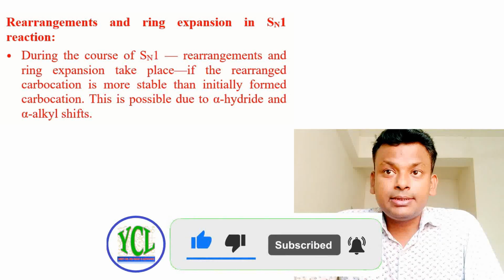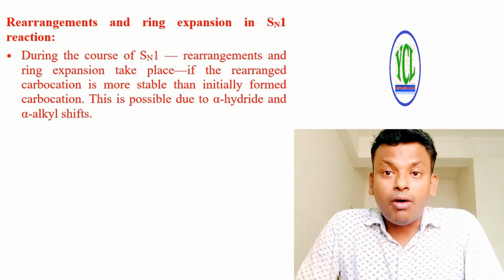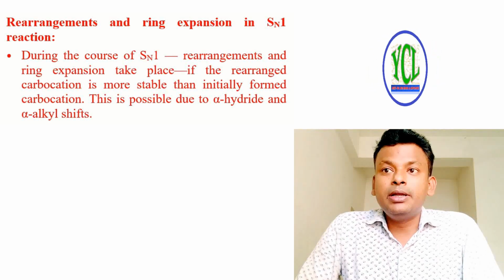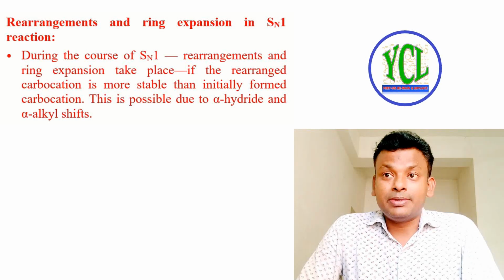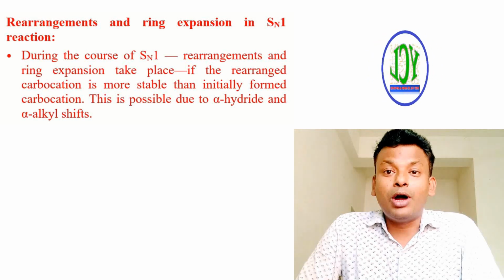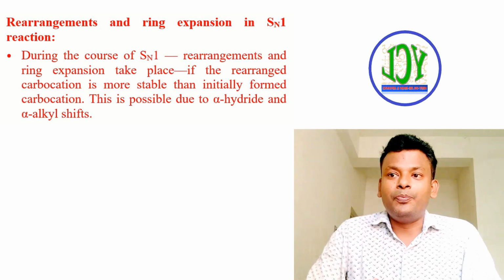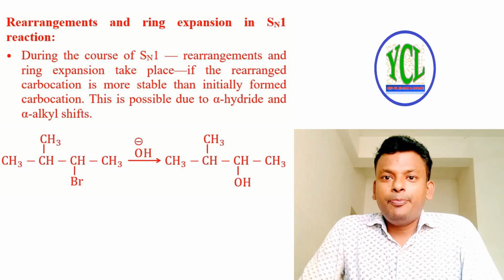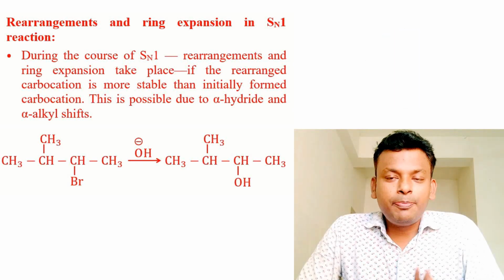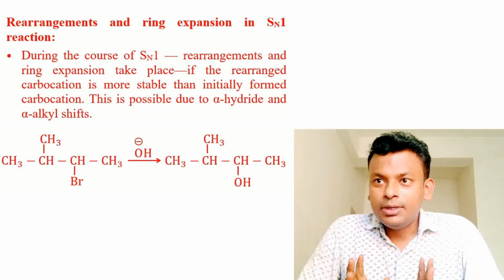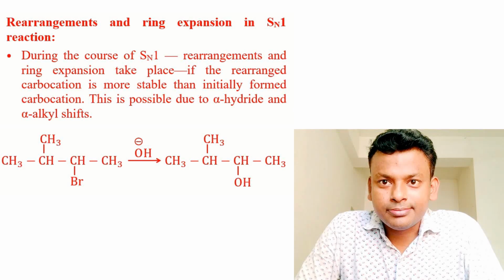This happens if the rearranged carbocation is more stable than the initial carbocation. This is possible due to an alpha hydride or alpha alkyl group shift, that is, a 1,2-hydride shift or a 1,2-methyl shift, and the given examples are below. In this example, we see that Br is replaced by OH and forms this product. Do you think it is the right product?